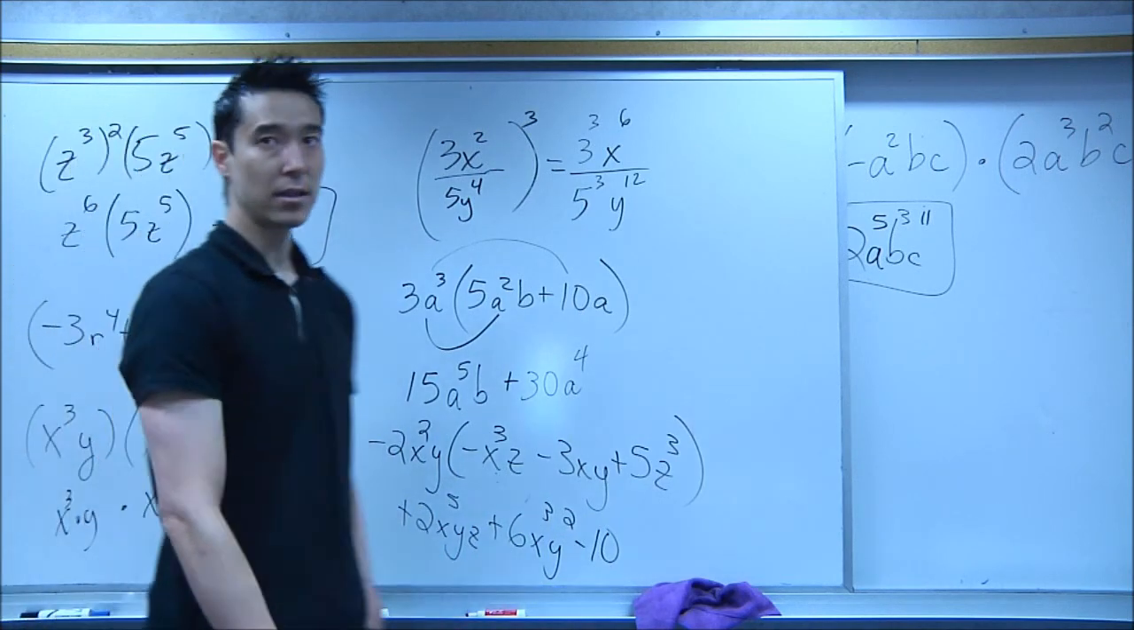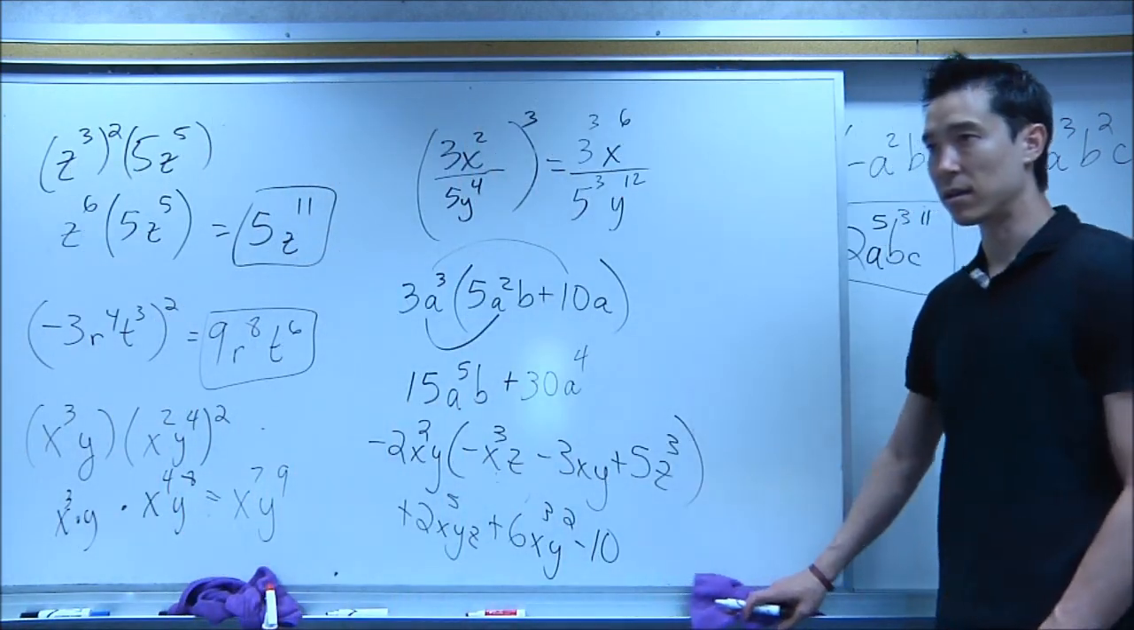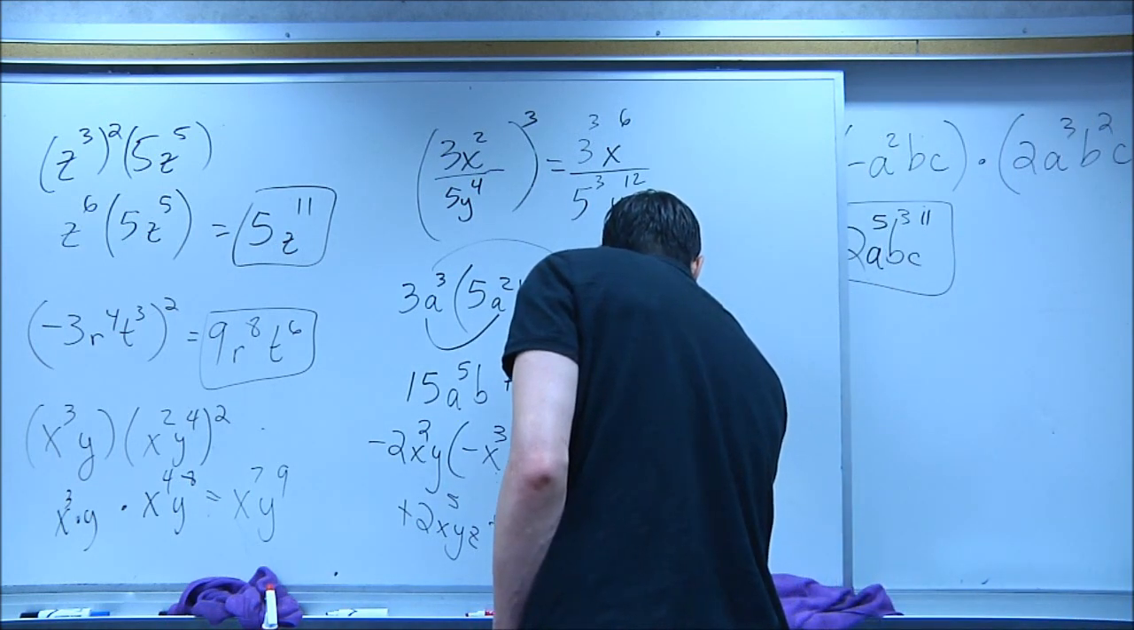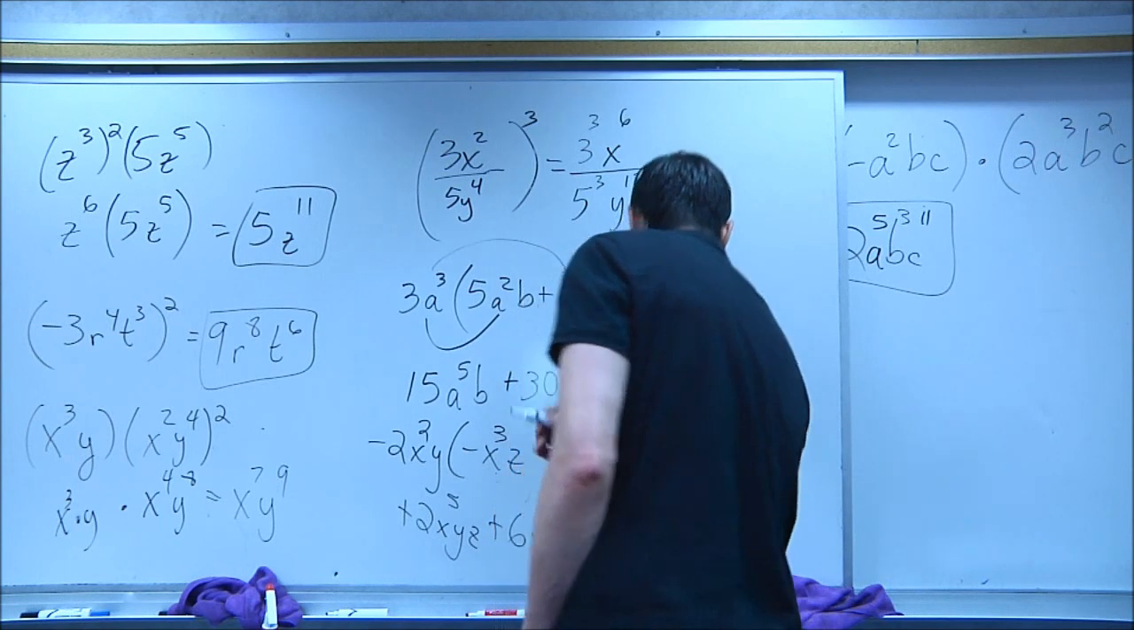What can I do with the variables in the last one? I have x squared y and I have z to the third. Is there anything that can be done? No. So just write them all next to each other: x squared y, z to the third. Okay.